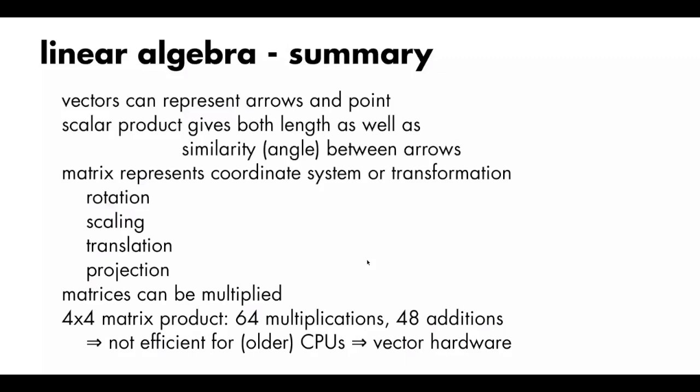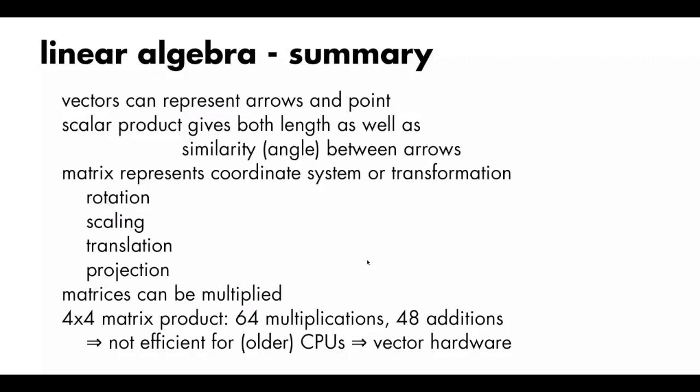And a matrix represents a linear map, is a linear map, and you can think of it as expressing one coordinate system in terms of another coordinate system, or a transformation from one coordinate system to another. The standard things that we do with matrices in computer graphics are rotation, scaling, translation, and projection. And the cool thing about matrices is that they can be multiplied. So instead of having to multiply a vector by, I don't know, 5 matrices, we can just multiply the 5 matrices once and then multiply all our vectors by just one matrix.